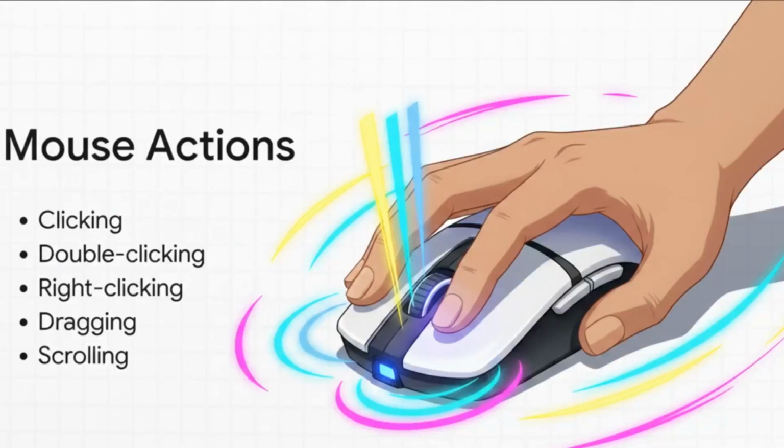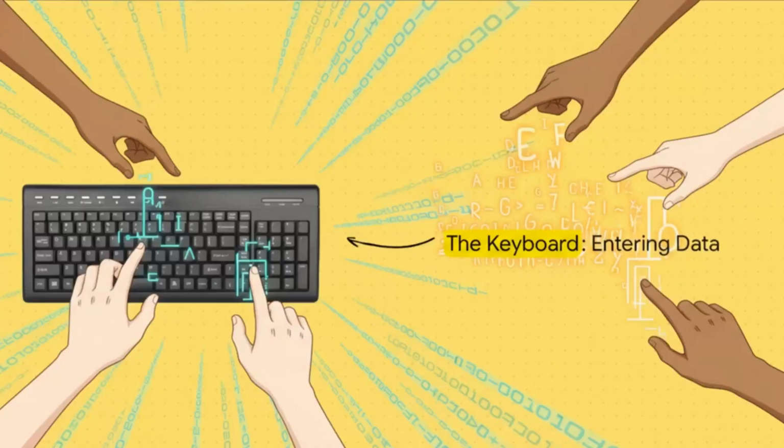And it's wild, because with just those 3 simple inputs, we unlock an entire vocabulary of digital commands. We're talking clicking, double-clicking, right-clicking, dragging, and scrolling. Each one of those physical actions sends a totally different, highly specific instruction for the computer to process. Now, if the mouse is all about translating spatial movement, the keyboard is our primary translator for complex language and raw data. It takes the physical act of typing and turns it straight into structured digital input.